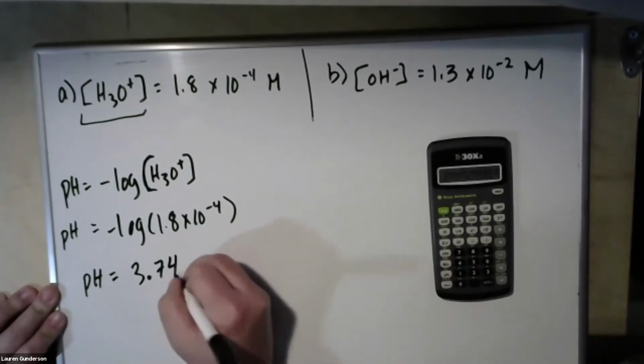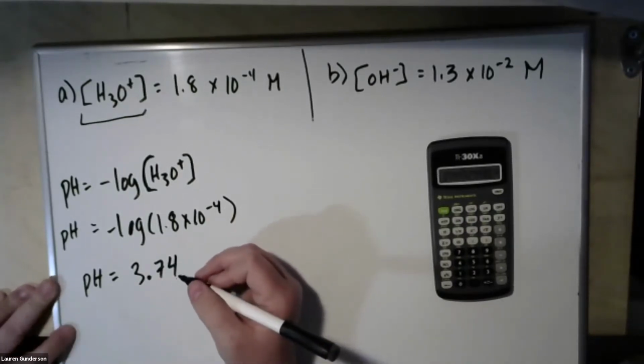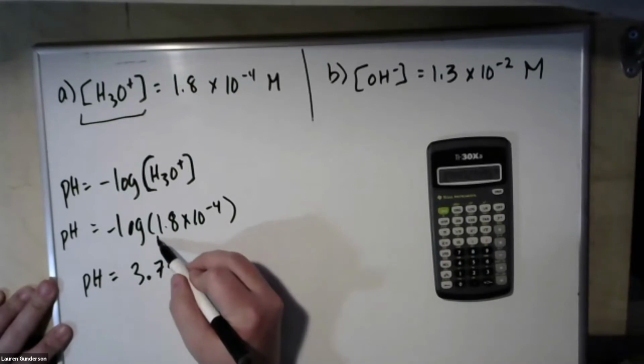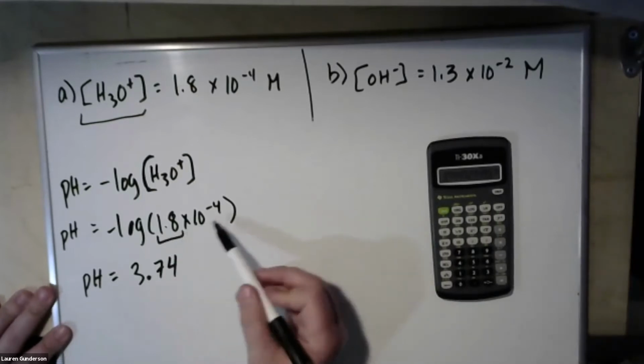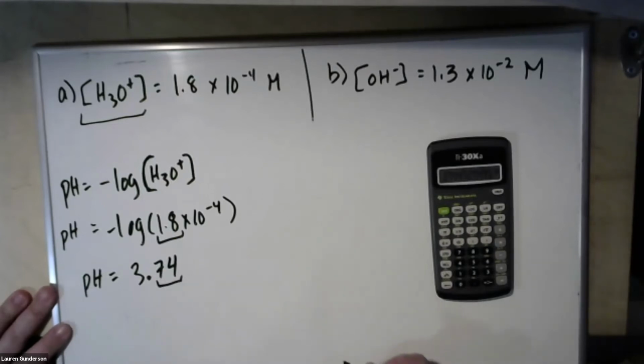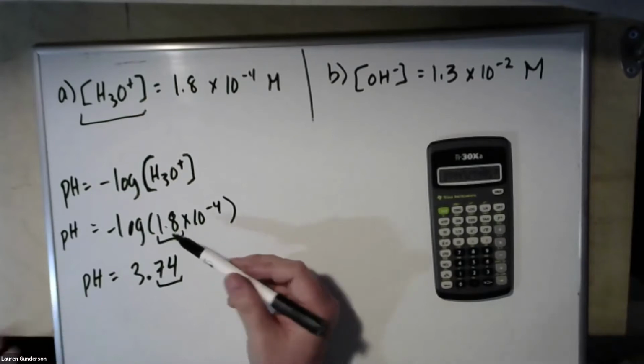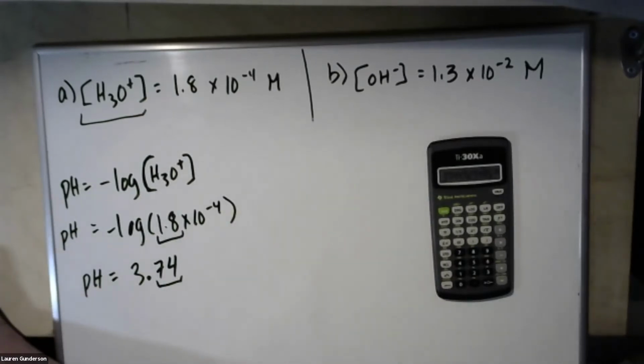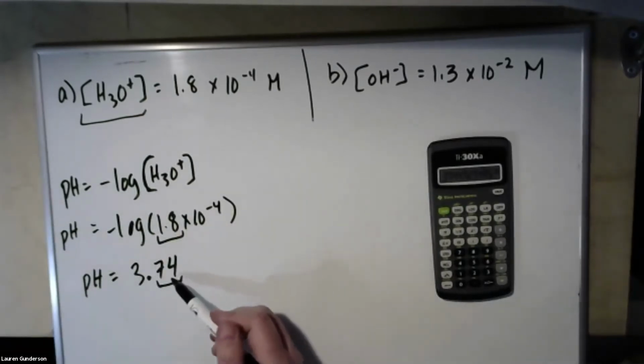Interesting thing when you're doing these calculations in terms of your significant figures. However many significant figures you have in your concentration value here, that's how many decimal places you're going to include in your pH. So I have 2 sig figs there. So I'm including 2 decimal places here.